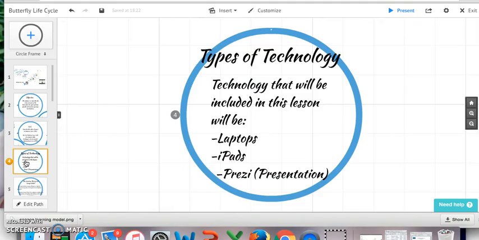Some types of technology that were used will be laptops, iPads, and the Prezi will be the presentation that the students use.